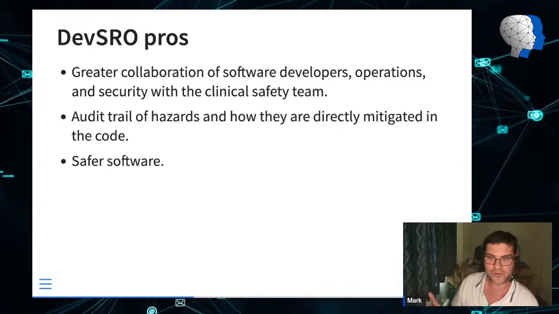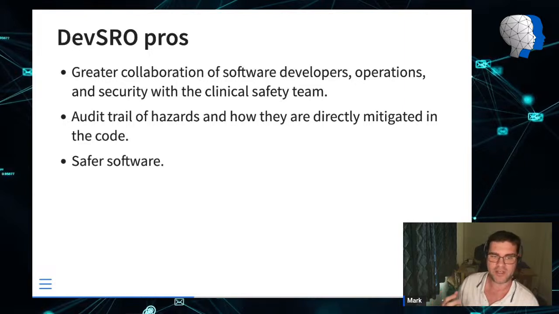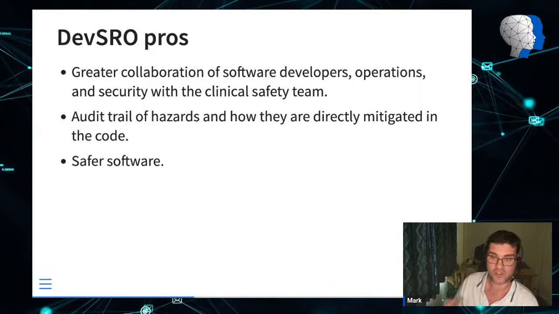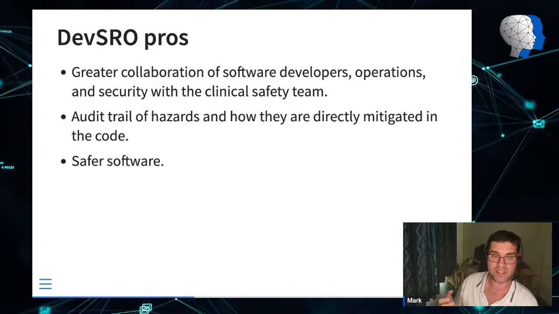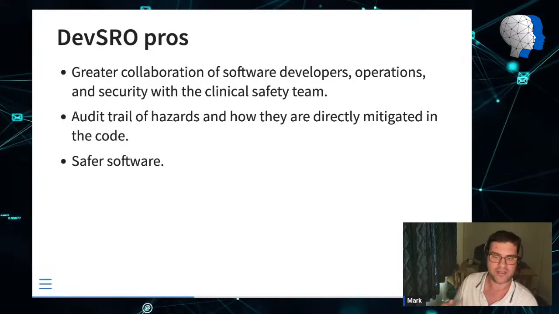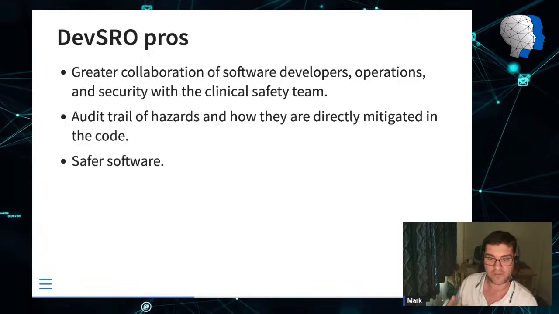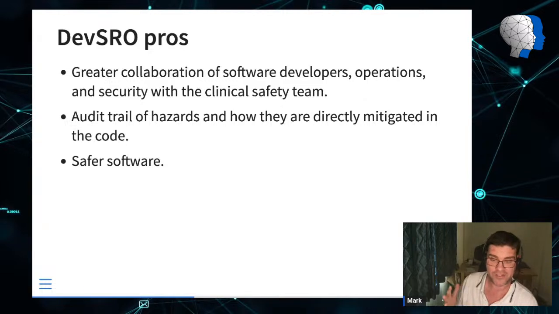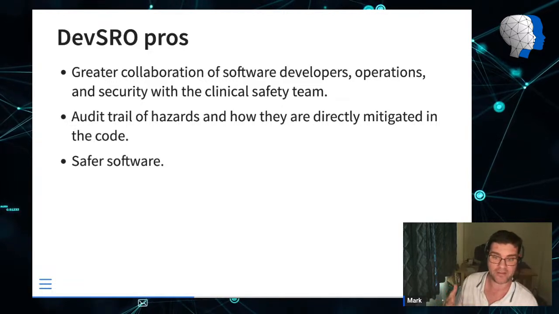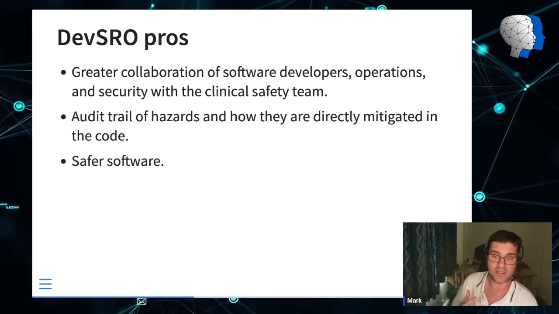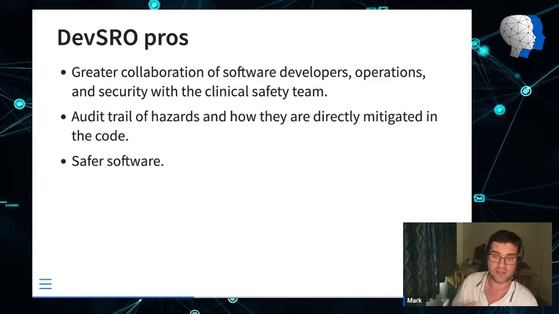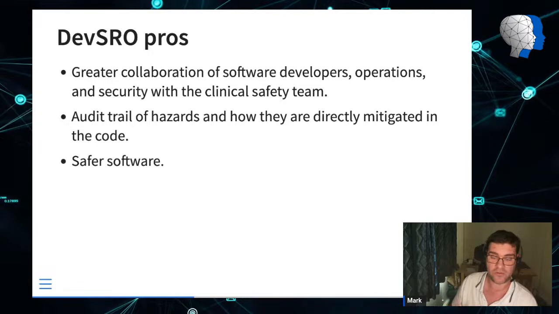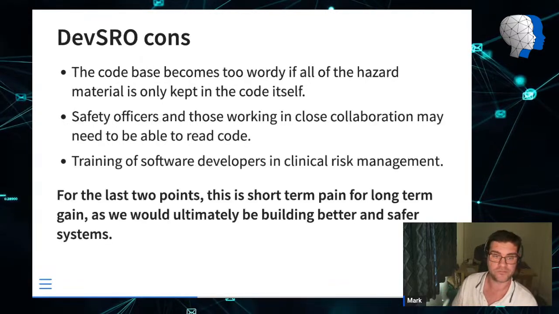Now, the pros of this, there's loads, I think. Greater collaboration of software developers, operations, and security within the clinical safety team. There's an audit trail of hazards and how they are directly mitigated in the code, and I would argue safer software as well. This is not something that's been used in anger yet with live code in production, but I think it's a very, very powerful academic piece that we should build upon and utilize in the NHS and worldwide even to actually try and implement safer code and safer digital systems for healthcare.